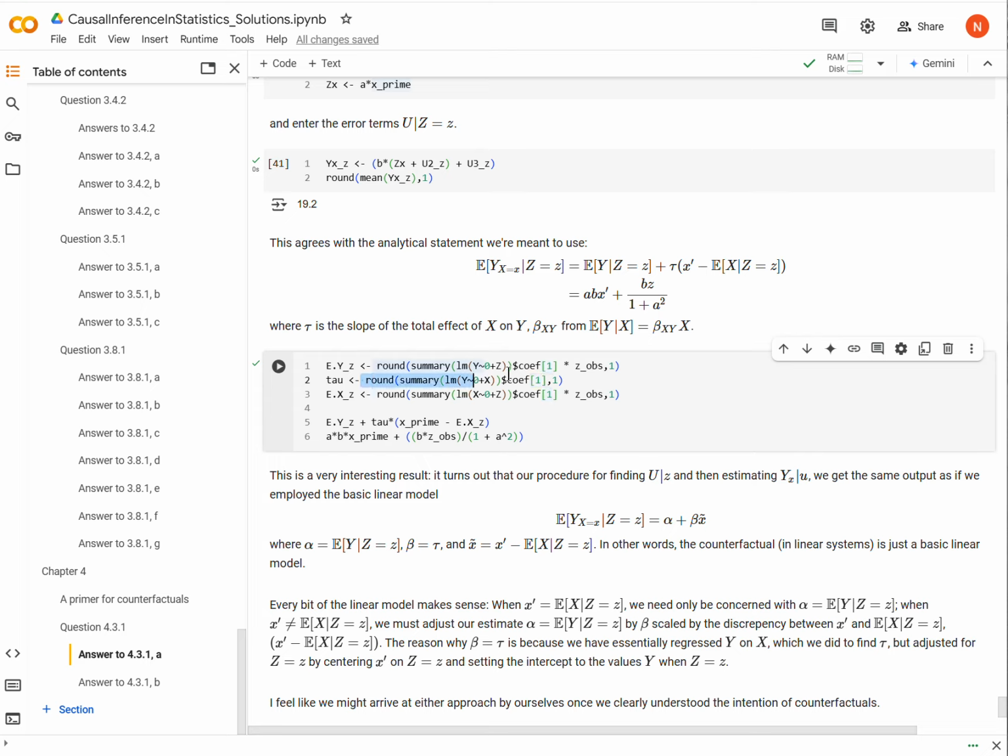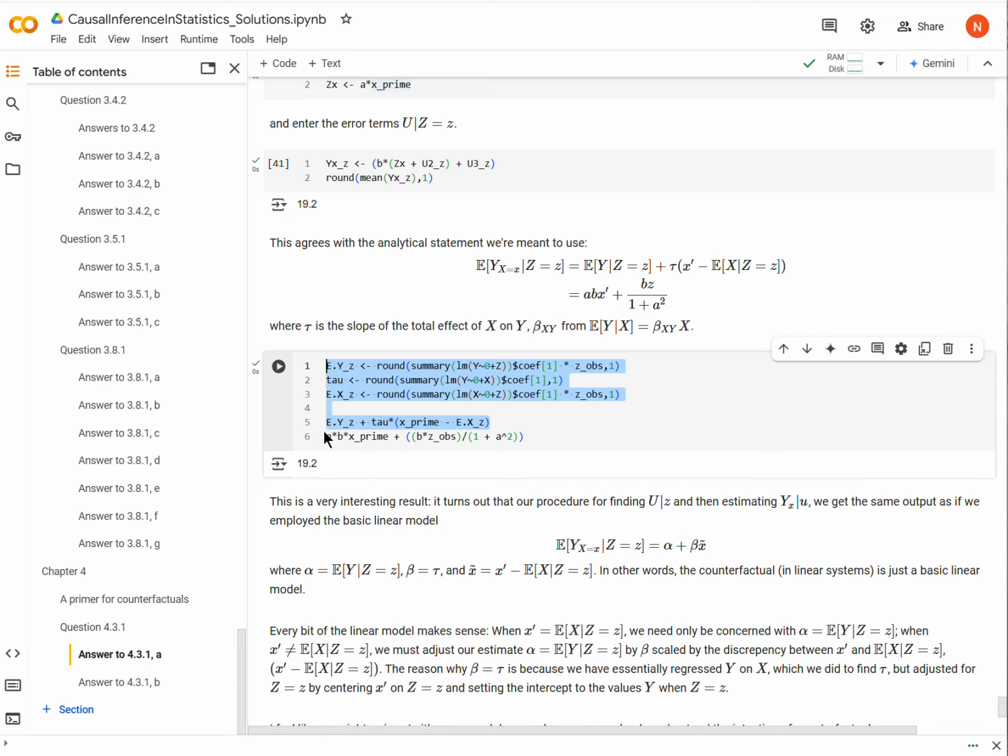That's tau. And then the expected value of x given z, again, I'm just recreating x after the regression of x on z. So I regress x on z, I take the coefficient of z, and multiply by z observed, and that gives me the expected value of x given z. And then I recreate that expression up there: expected value of y given z plus the product of tau times x prime minus the expected value of x given z. Let me just run these lines right here to make sure that we get the right answer. So we get 19.2, so that agrees, so that's good.